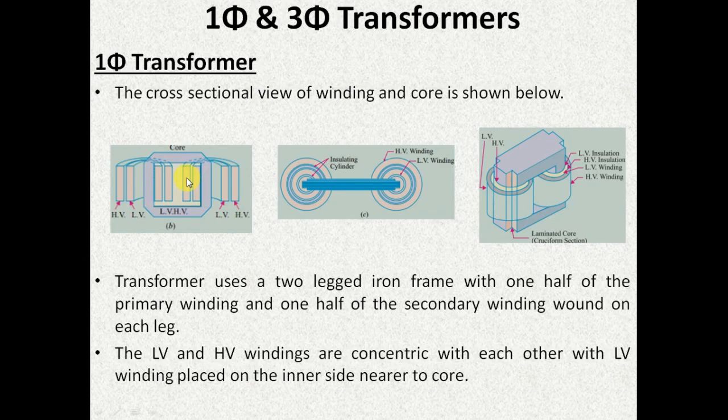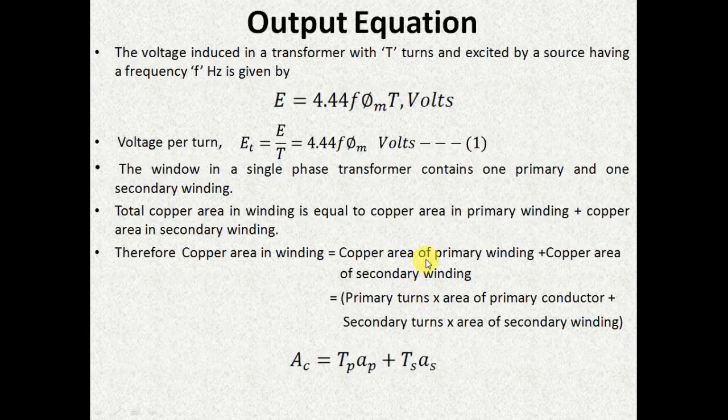Similarly, in the case of the secondary winding or the high voltage winding also, the copper area of the primary winding can be determined by multiplying the primary turns, that is, the number of turns in the primary winding, with the area of the primary conductor, that is the cross-sectional area of the primary conductor. Similarly, the copper area of the secondary winding can be written as secondary turns into area of the secondary conductor.